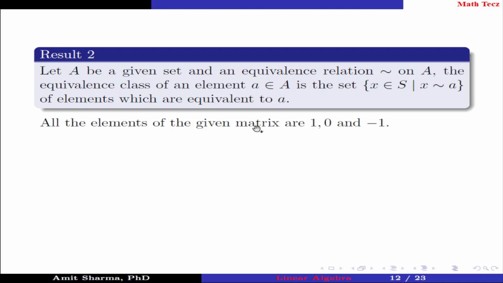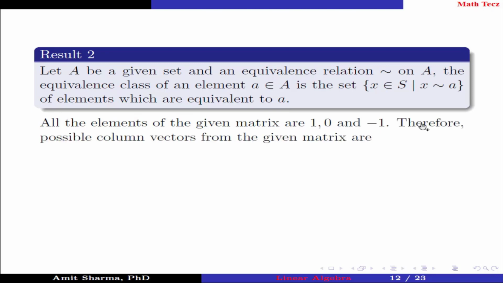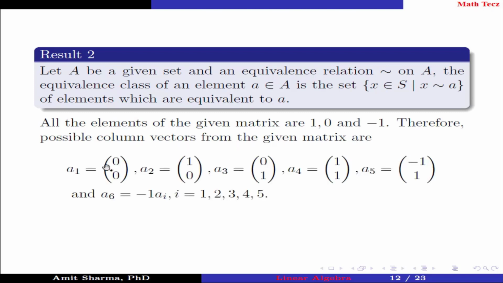All the elements of the given matrix are 1, 0, and minus 1. Therefore, possible column vectors from the given matrix are A1, which is (0, 0), A2 (1, 0), A3 (0, 1), A4 (1, 1), A5 (minus 1, 1), and A6 is minus 1 times Ai, where i varies from 1, 2, 3, 4 up to 5. Hence, the number of equivalence classes in S is 6.